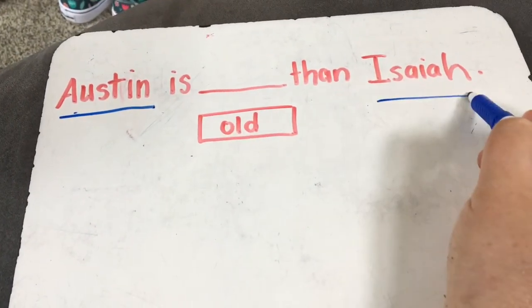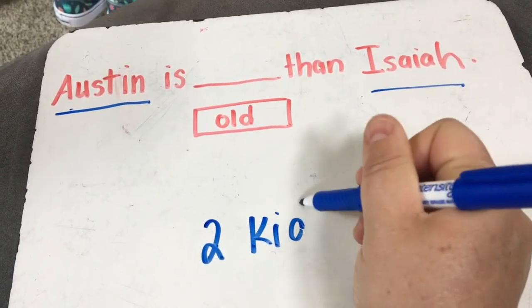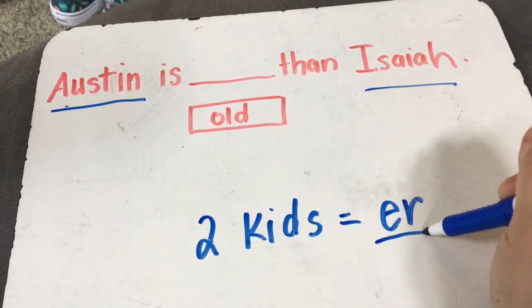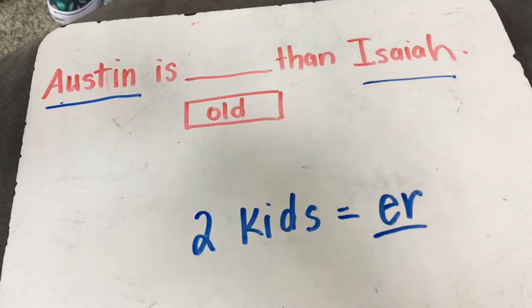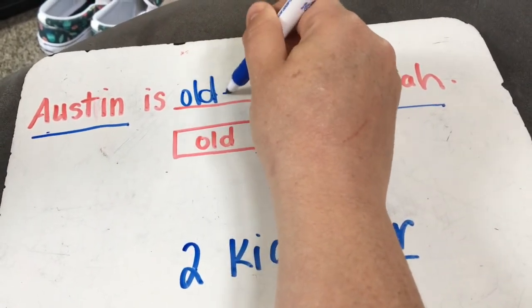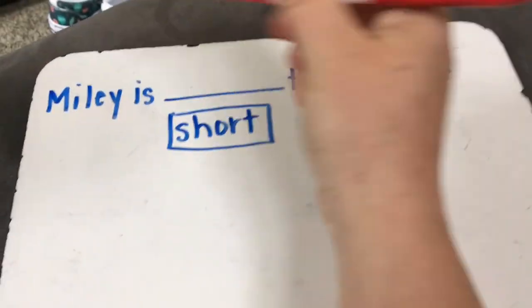All right, here's another example. Austin and Isaiah. How many kids are we talking about here? We're talking about 2 kids. So we know that we are going to be adding the suffix that has 2 letters, which is ER. So I'm going to add that suffix to my root word, which is old. Austin is older than Isaiah, I think.